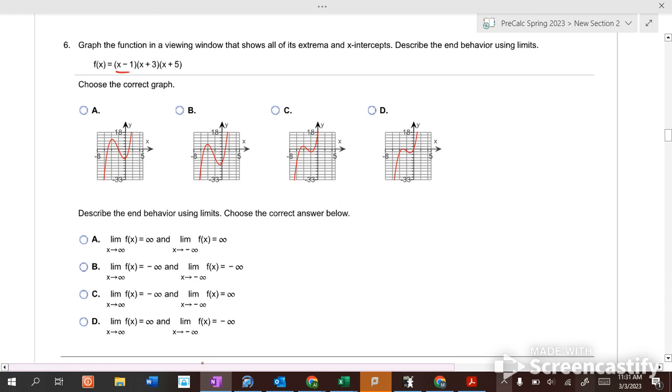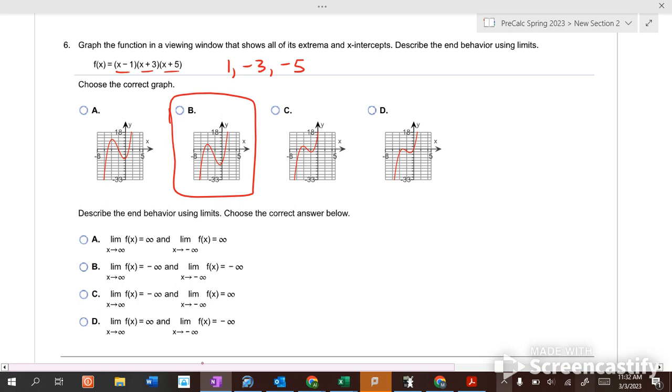These are each place where the graph crosses the x-axis: at 1, -3, and -5. If there were a power on here, like a square, then it would bounce on the x-axis. But if they're all to an odd power, then it's going to cross the x-axis there.